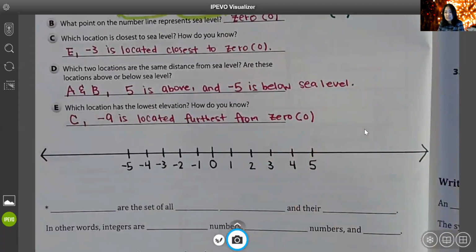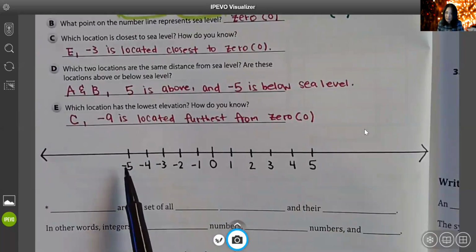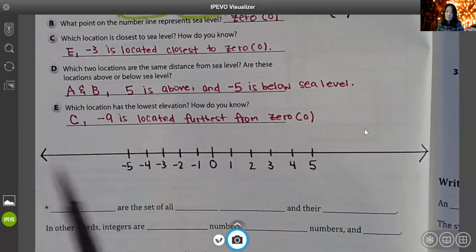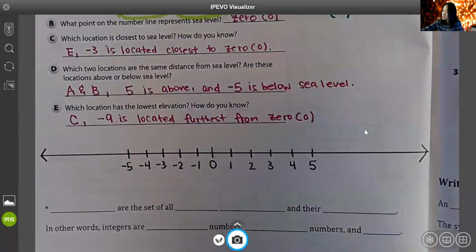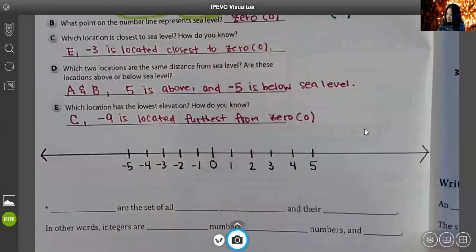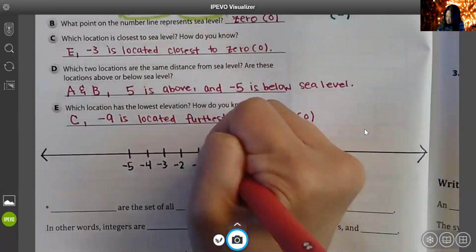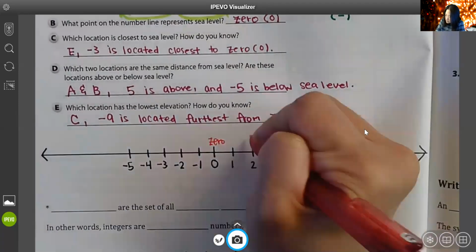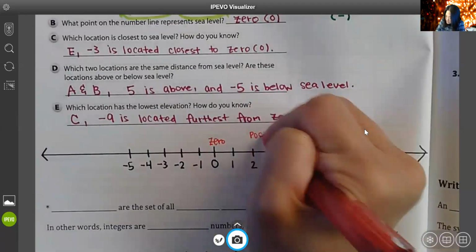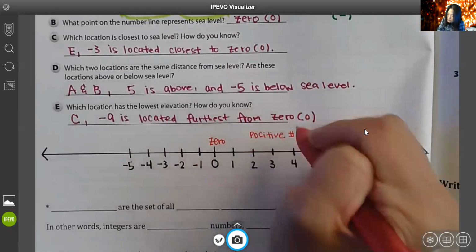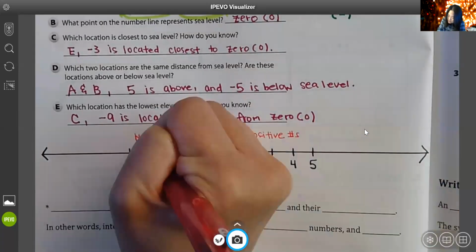Hopefully you can figure out that the bigger the negative number, the farther away from 0. That also means the bigger the negative number, the smaller the value of the number. We'll talk about them more in detail later. When you take a look here, you can see that I have 0 here, and to the right are my positive numbers, and to the left are my negative numbers.